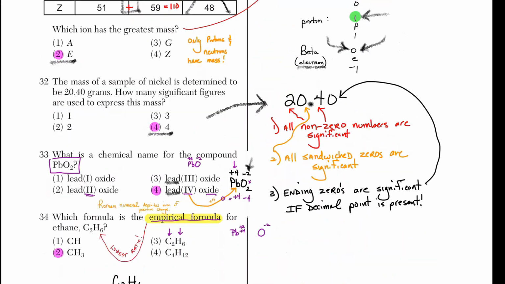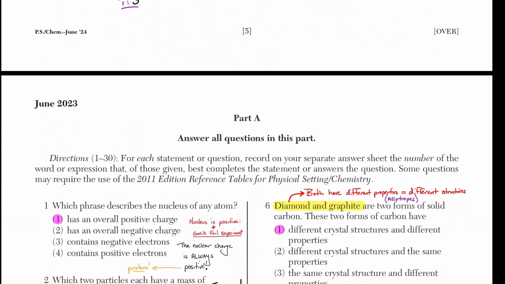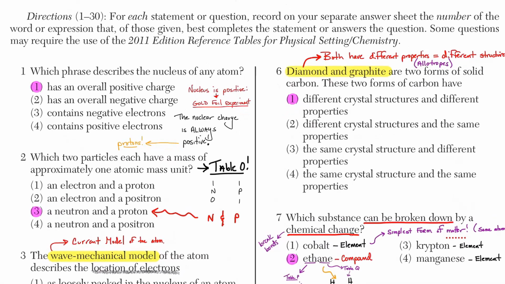All right, so keeping on this momentum, let's go to June 23 and see how these types of questions do repeat. So on to number 1. Which phrase describes the nucleus of an atom? Well, based on what we just did, the nucleus of the atom is that small, dense, positive charged area that has the protons and neutrons mass. So it has an overall positive charge. It's where the protons exist. The neutrons exist there too, right? That's the thing about the gold foil experiment. We discovered that the entire mass of the atom was in that small spot, and it's positive.